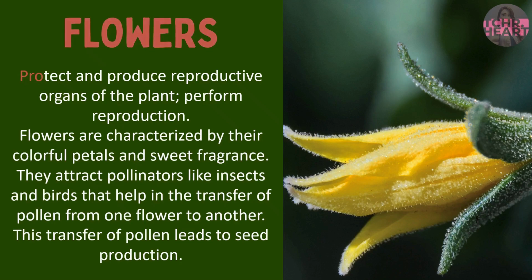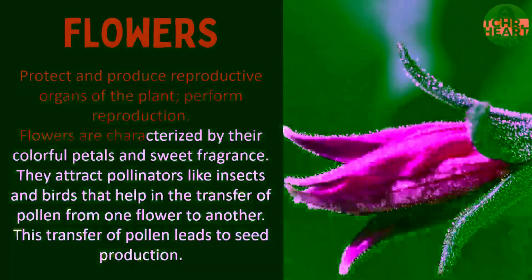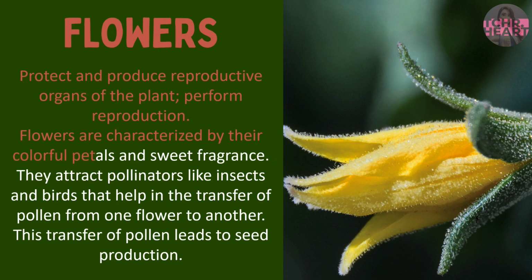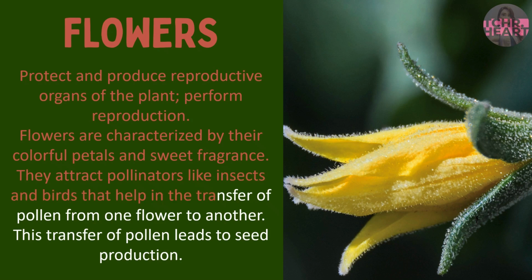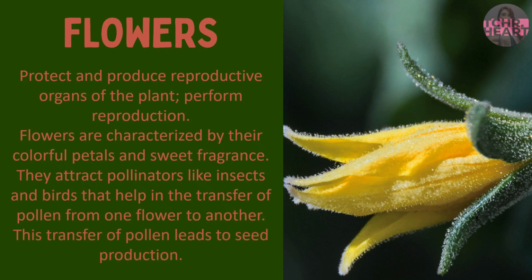Flowers protect and produce reproductive organs of the plant, perform reproduction. Flowers are characterized by their colorful petals and sweet fragrance. They attract pollinators like insects and birds that help in the transfer of pollen from one flower to another. This transfer of pollen leads to seed production.